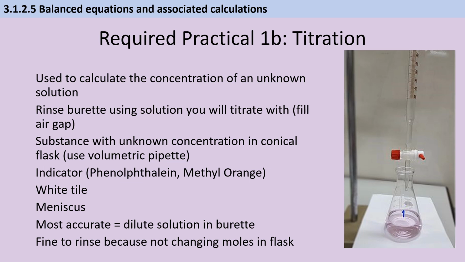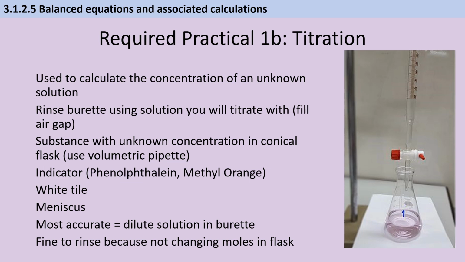We often use a white tile underneath the conical flask in order to allow you to see the colour change more clearly. You need to make sure that you're measuring all of your volumes at eye level, looking at where the meniscus lies, and your most accurate concentration is going to be calculated when your burette contains a very dilute solution, because this is going to mean that the volume that you add is larger and therefore the percentage uncertainty is smaller.